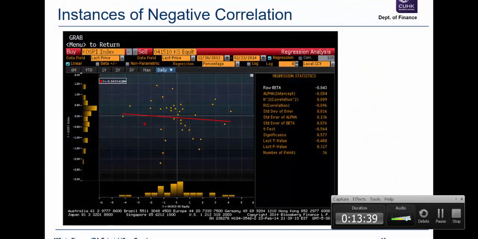Now, I found one very interesting example, and this is a regression of market returns on the x-axis and this stock's performance on the y-axis. Typically, you would expect it to go the other way if CAPM is correct and your beta is positive. Now, this stock actually has a slightly negative beta. Can you see on the right-hand side? Minus 0.043. It's quite hard to find something like that. I managed to find one.